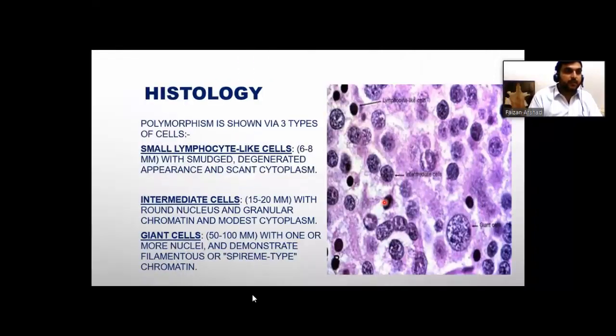Histology: there are three types of cells we appreciate in spermatocytic seminoma. Small lymphocyte-like cells, which you can see here, with a smudged, degenerated appearance and scant cytoplasm. Intermediate cells, 15 to 20 micrometers, with a round nucleus, granular chromatin and modest cytoplasm. These are the intermediate cells we can appreciate here. And giant cells, 50 to 100 micrometers, with one or more nuclei, demonstrating filamentous type chromatin.